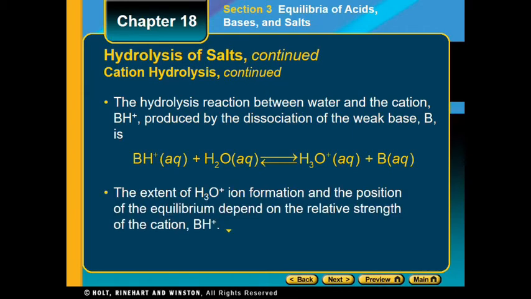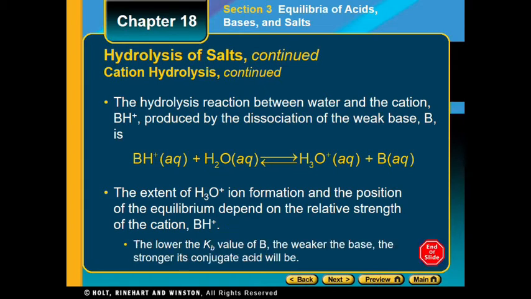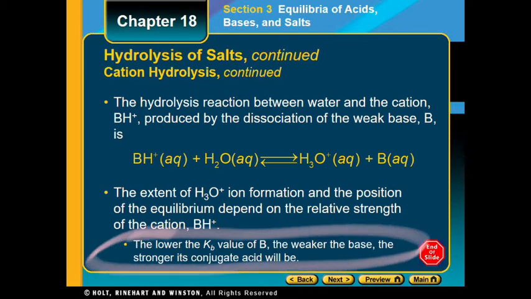The extent of the hydronium ion formation and the position of equilibrium depends on the strength of the BH+. So that is going to be the conjugate acid produced from our base. The lower the Kb value, the weaker the base, the stronger its conjugate acid. So again, we've already explained this on the flip side in detail. Now you're just looking at it from a base standpoint.